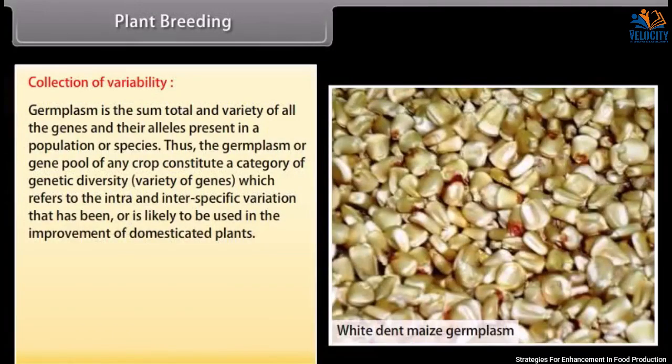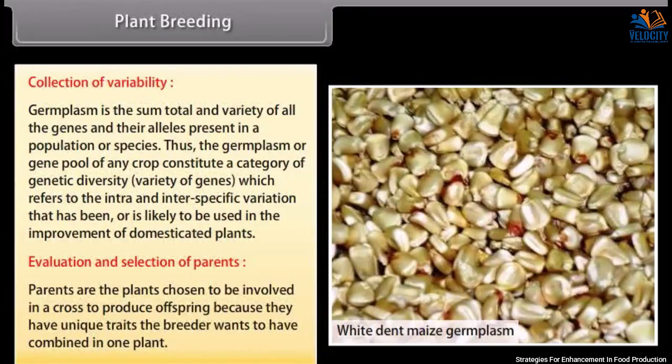Germplasm is the sum total and variety of all the genes and their alleles present in a population or species. Thus, the germplasm or gene pool of any crop constitutes a category of genetic diversity, that is, variety of genes, which refers to the intra- and interspecific variation that has been or is likely to be used in the improvement of domesticated plants. Evaluation and selection of parents.